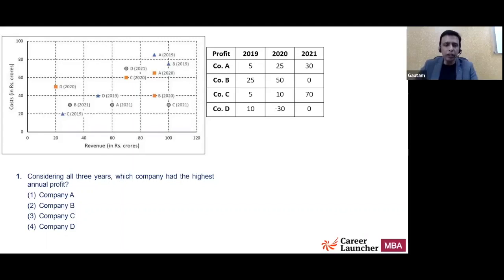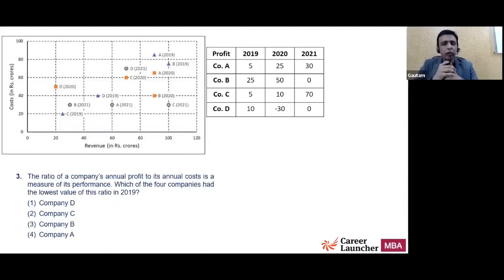So the first question, which company had the highest annual profit? I would have gone by company C in 2021. The second question was again pretty straightforward if you have understood the data. Which of the 4 companies experienced the highest annual loss? The annual loss was definitely in company D with a loss of 30 in 2020. So that means I would have gone by option 4.